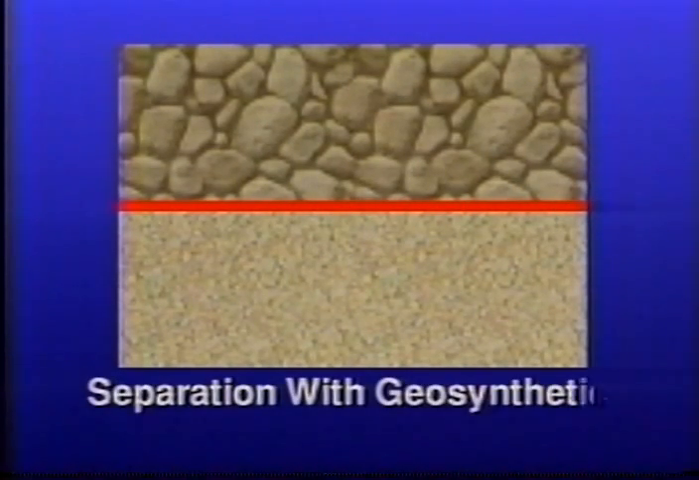A suitable geosynthetic separator placed at the interface between the aggregate base course and the subgrade can prevent the two layers intermixing.